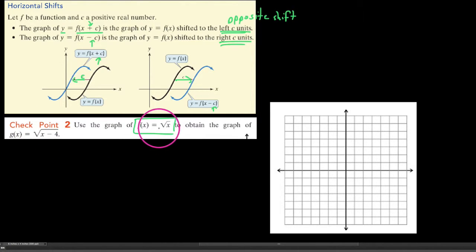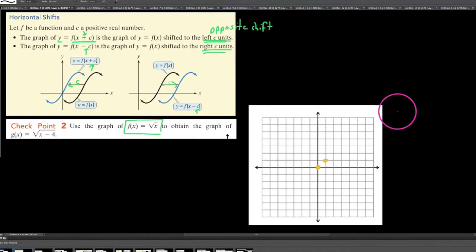So first things first, let's graph the parent function. The parent function here goes through 0, 0, and 1, 1, and it is the square root function. If you do not already have this memorized, you have to make a table until you memorize it. I chose some convenient values to plug in here since it's a square root function. The square root of 0 is 0, so we get the point 0, 0. And the square root of 1 is 1, so we got 1, 1.